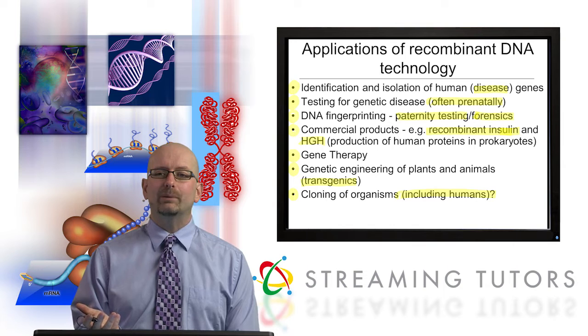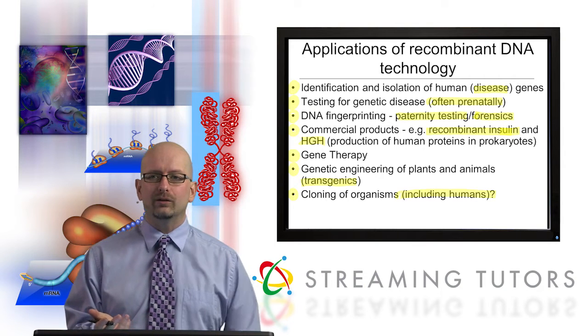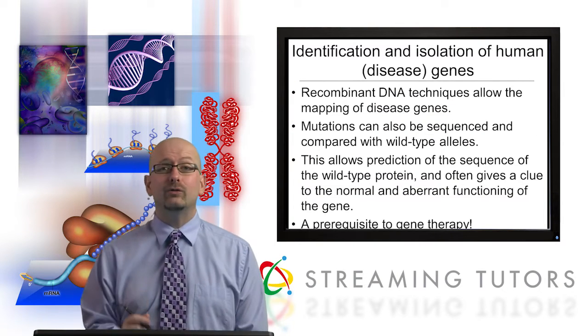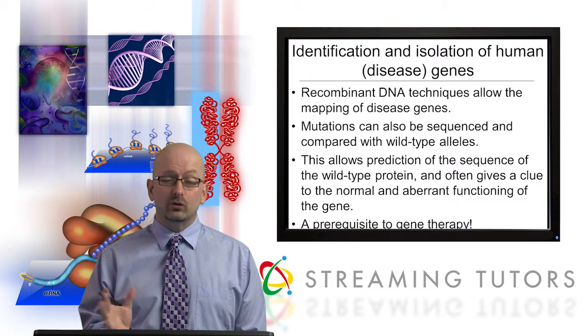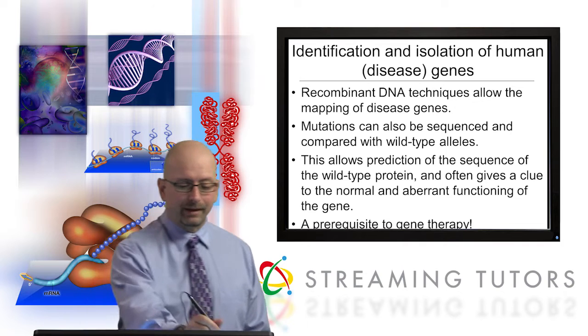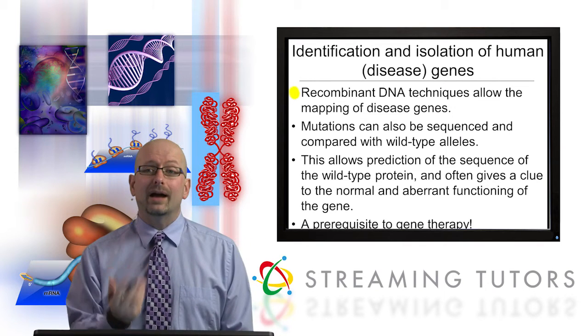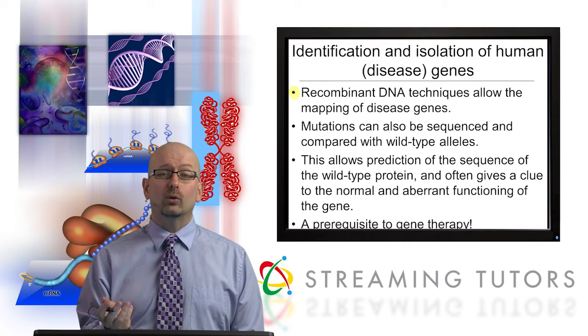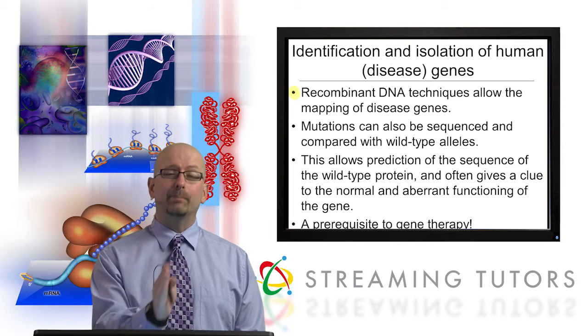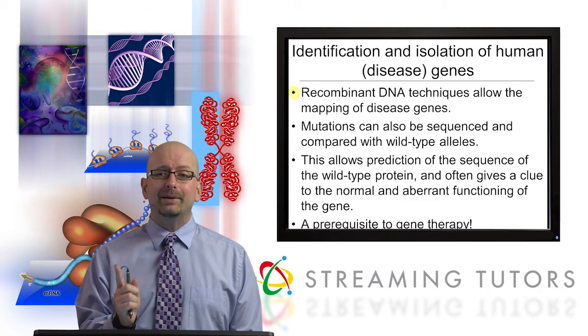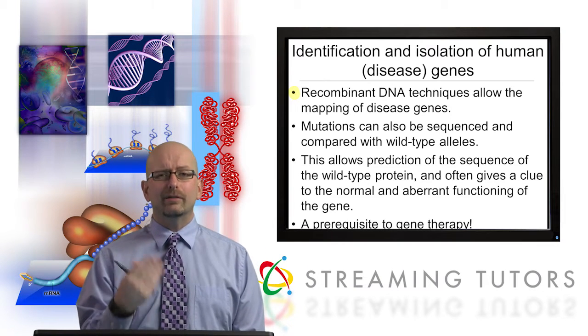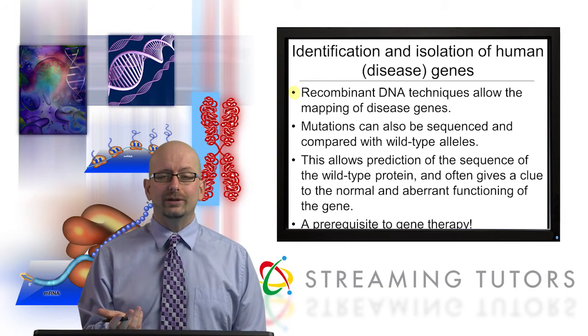So let's take a little bit more detailed look at each of these. So the identification and isolation of human genes focus on disease genes. Now we already know that recombinant DNA techniques in general will allow us to map a particular area of interest on the DNA. But mapping means a couple of different things. So think of a human, let's say it was a human disease.